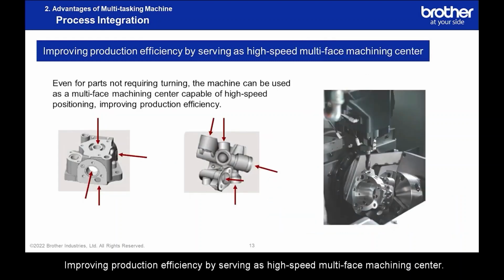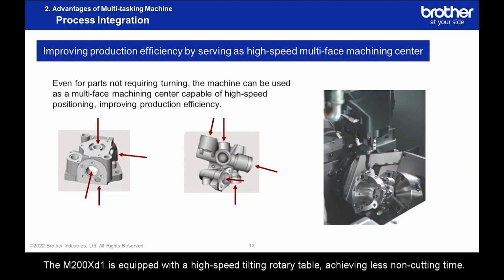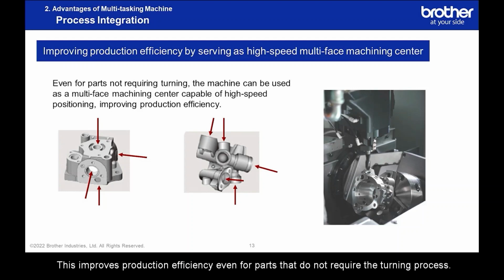Improving production efficiency by serving as high-speed multi-face machining center. The M200Xd1 is equipped with a high-speed tilting rotary table, achieving less non-cutting time. This improves production efficiency even for parts that do not require the turning process.